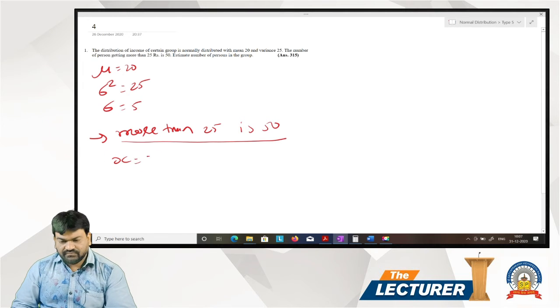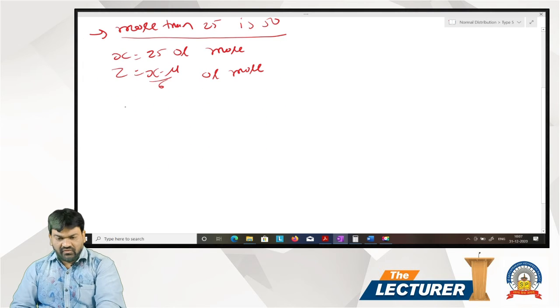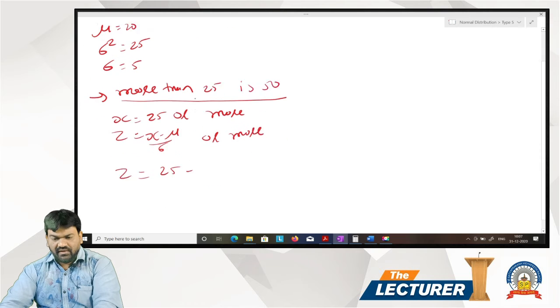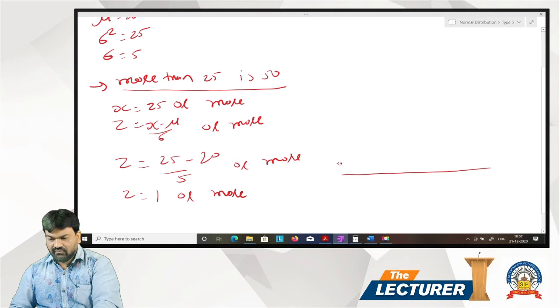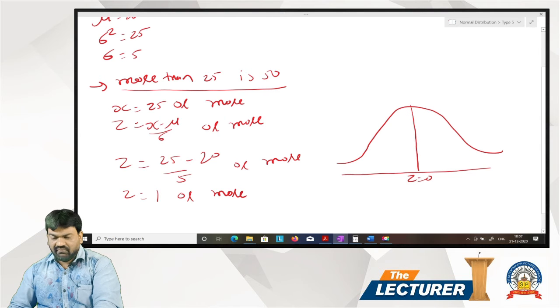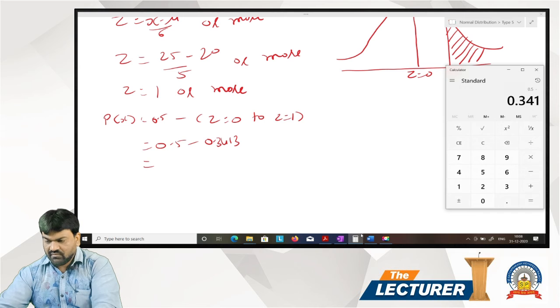Okay, so x is 25 or more. Z is x minus mu upon standard deviation, or more. Z is 25 minus mu 20 divided by 5, or more. 5 divided by 5, that is 1 or more. Bell shaped graph: exact middle is z equal to 0. 1 is plus, so right hand side. Since they said more, all the observations on the right hand side. The total probability of the right hand side is 0.5. From that we subtract z equal to 0 to z equal to 1. 0.5 minus 0.3413 is 0.1587.